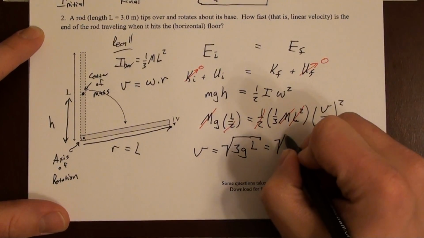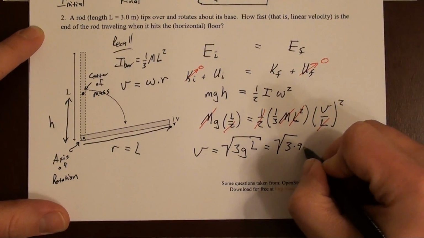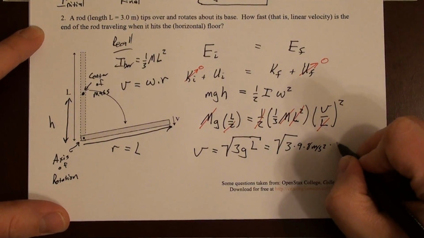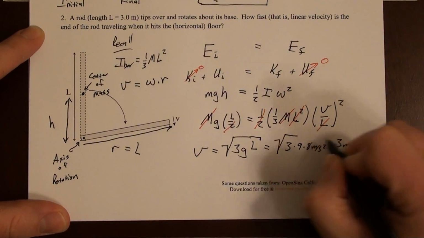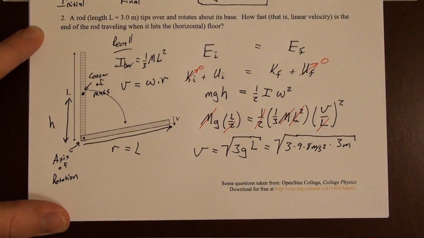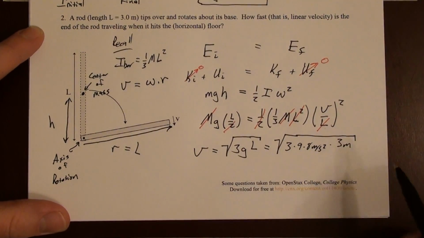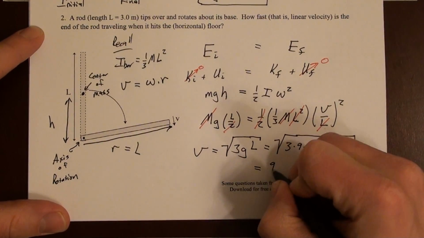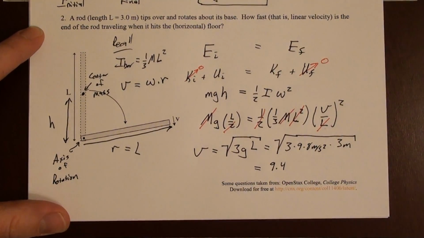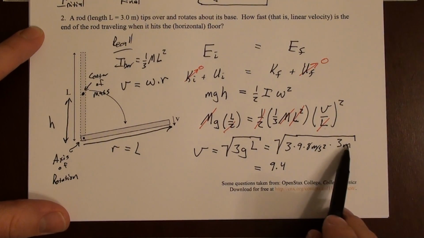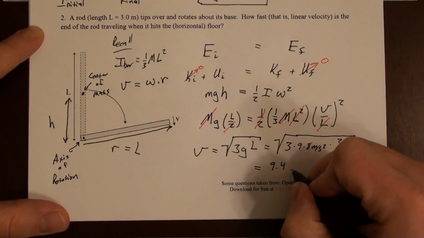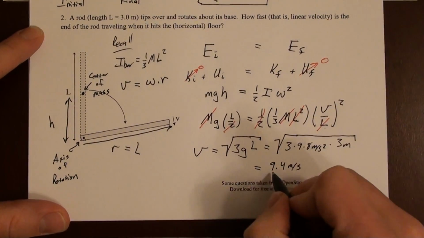Okay, so I can plug those numbers in here. 3 times 9.8 meters per second squared times 3 meters. That works out to 9.4. And we'll look at the units. I have meters times meters, so that's meters squared per second squared, and the square root of that is simply meters per second, which is what we expected.